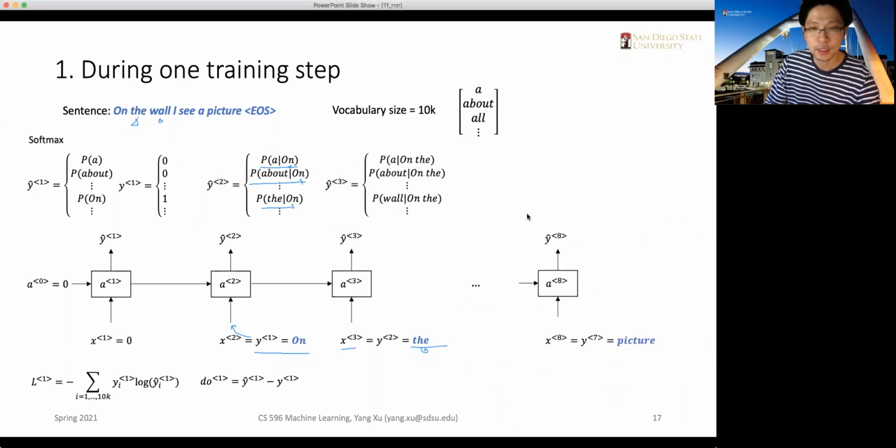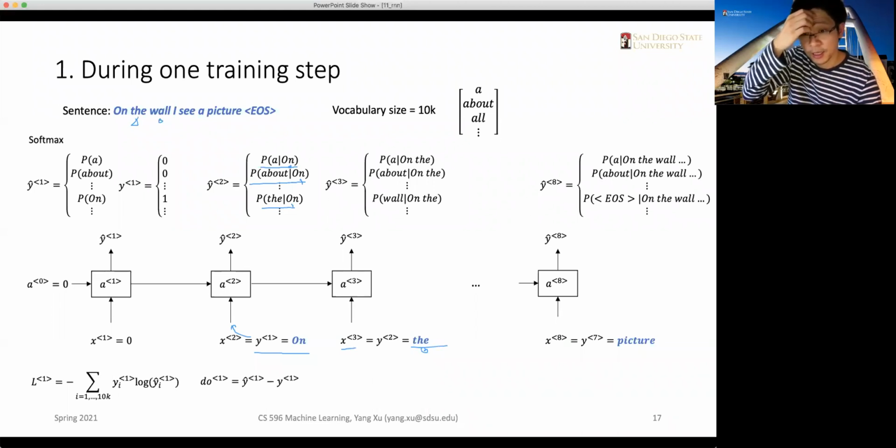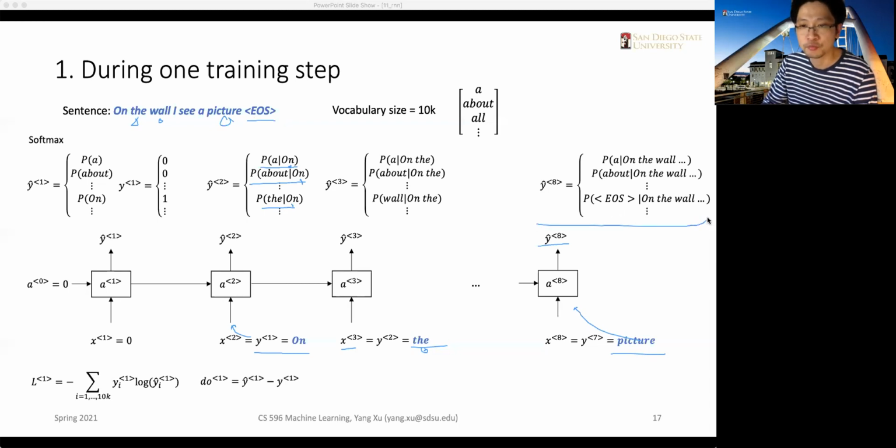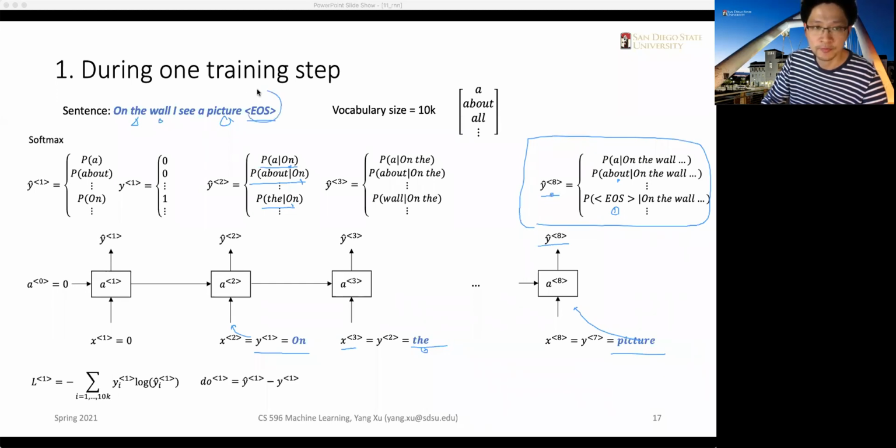We do this until we have reached the end of the tokens. The last token will be the one we want to predict, and the context of it is picture. Picture will be taken as the input. So at this time step, we will have a bunch of conditional probabilities for the last token, and this y hat 8 will also be compared with the 1-hot encoding for this EOS in order to compute some loss.